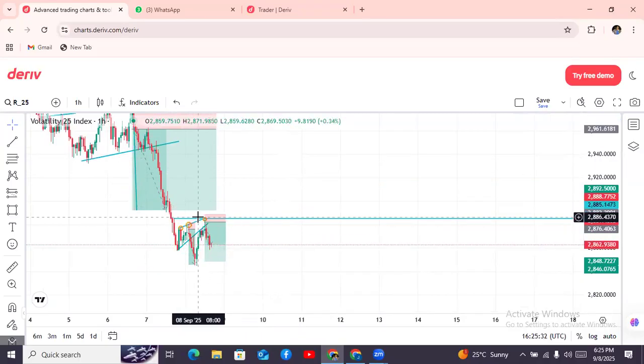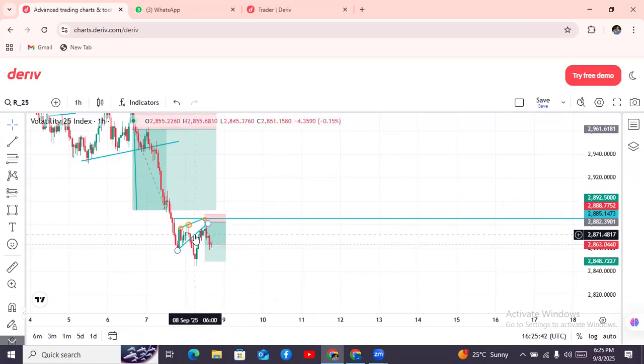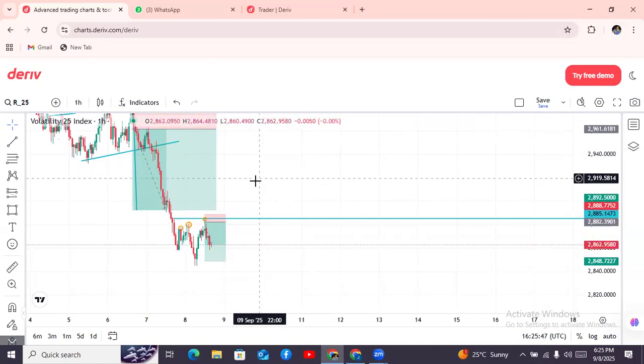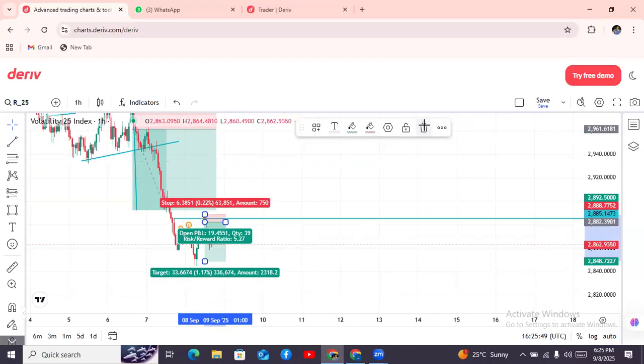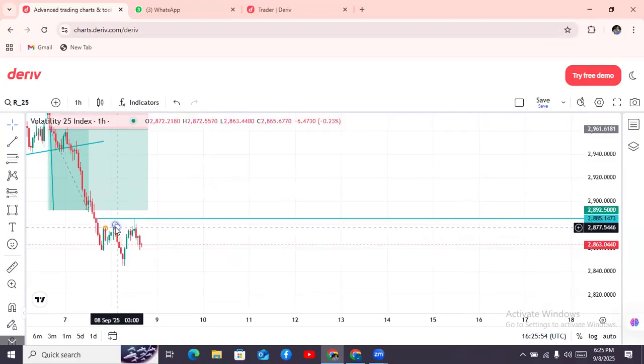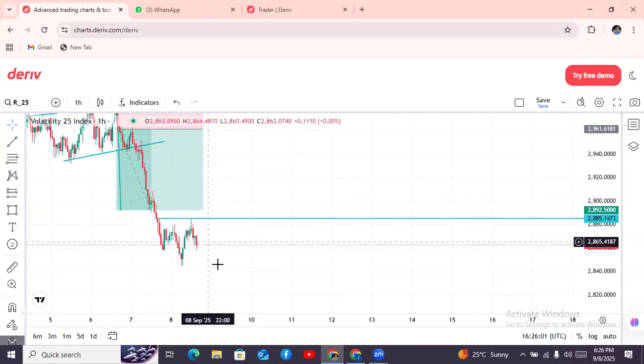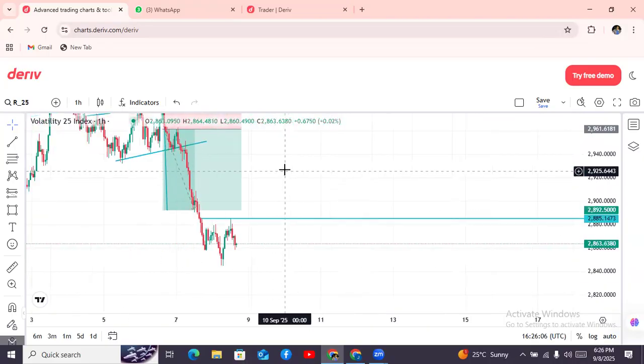I completely forgot that this VIX 25 is the instrument that we're trading earlier this morning. So let me remove everything. Because we can see it's a downtrend. The market is going down, so we are only looking for possibilities to sell.